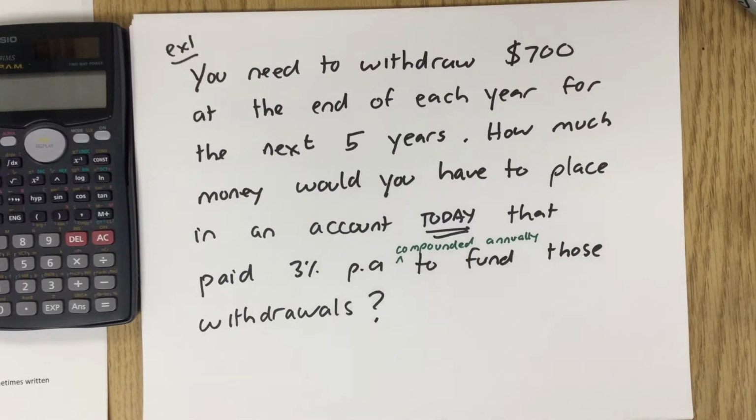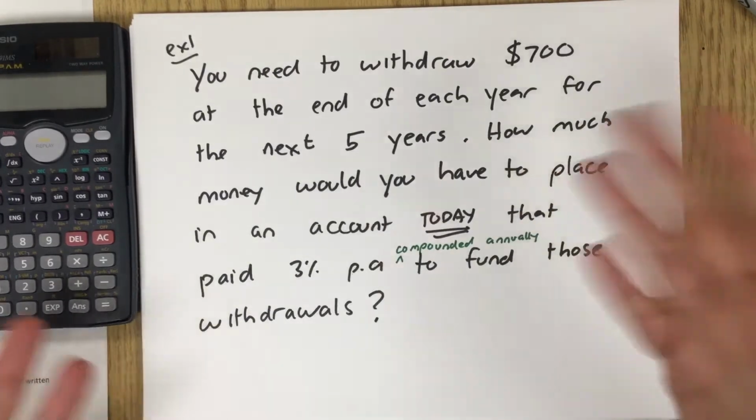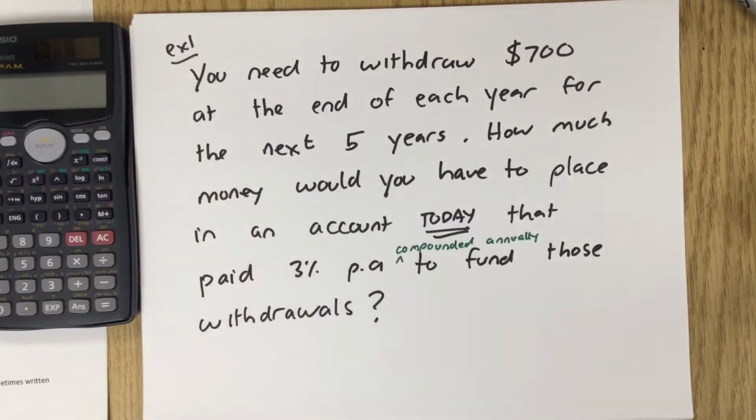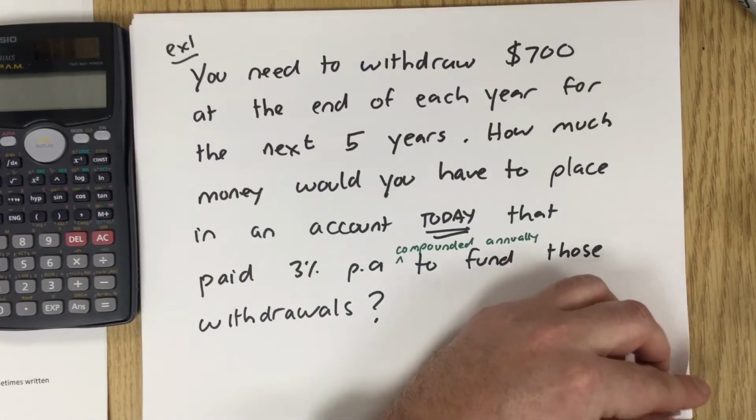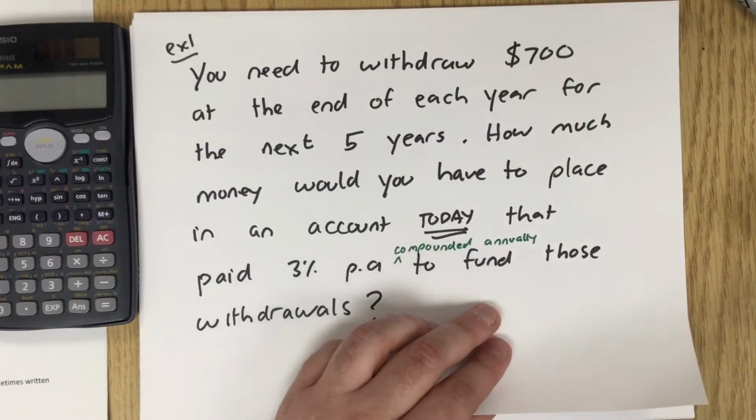To fund those withdrawals. So overall, we're going to be withdrawing $3,500, but presumably we have to put something less than that in today. And the question is, how much would we have to actually put in today to fund those withdrawals?